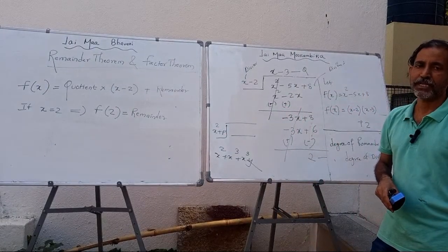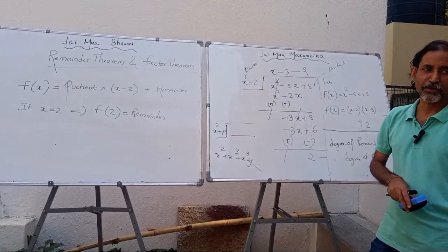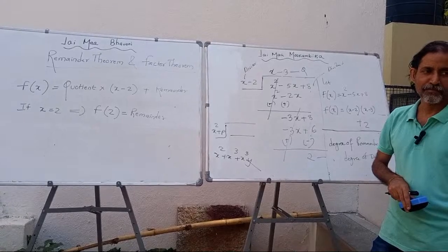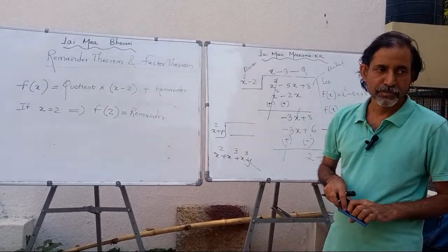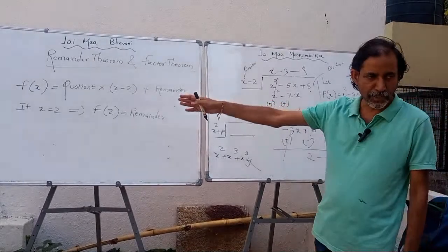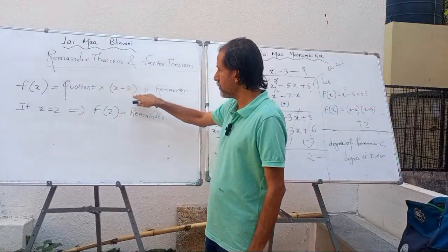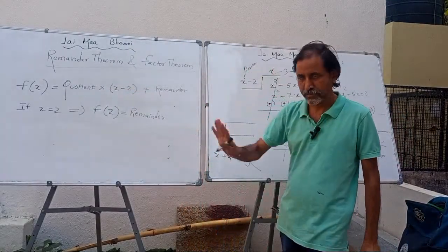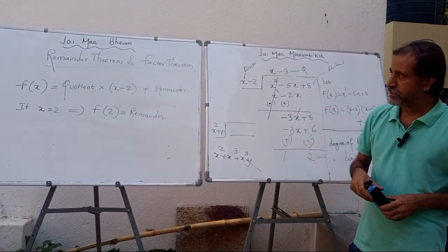Okay, makes sense, right? Ananya, does it make sense for you? Can you explain? So, when I take f(x), that is a dividend. Dividend is nothing but quotient into divisor plus remainder, universal truth. Okay, now explain. Then we're going to take x minus 2 this side.